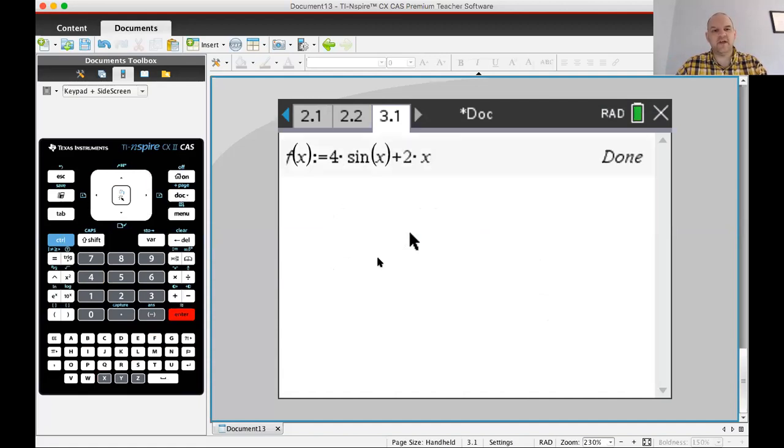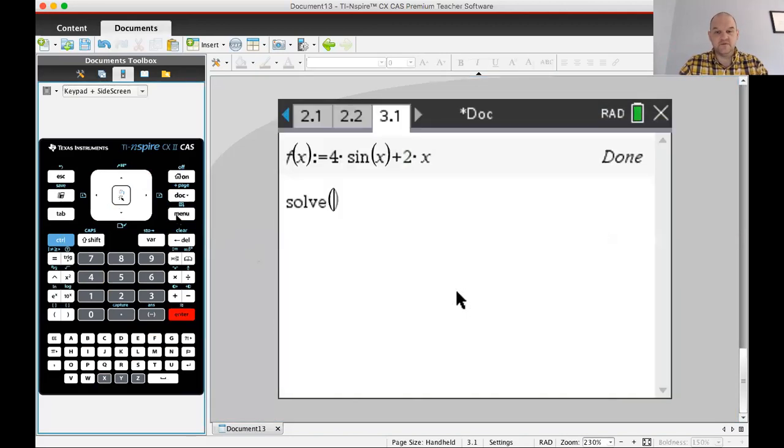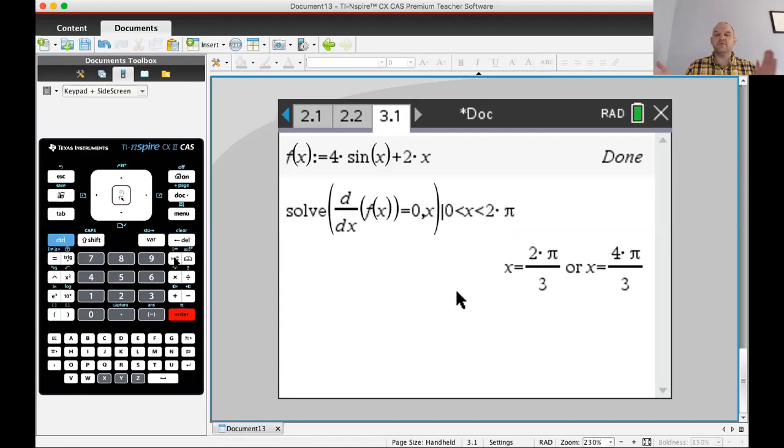Okay, I'm going to check the critical points, right? So I want to solve, it's menu 3.1, the derivative. Here we go. The derivative with respect to x of f of x equals 0 for x, but trig functions, super annoying, right? An infinite number of solutions. So I'm going to do such that 0 < x < 2 pi, and it should restrict it. Okay, 2 pi over 3, 4 pi over 3, that's good because we got those.